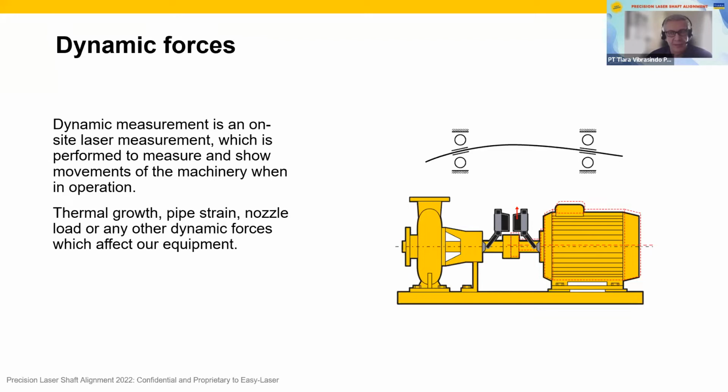So dynamic measurement is an on-site laser measurement which is performed to measure and show movements of the machine when it is in operation. Thermal growth, pipe strain, nozzle load, and other dynamic forces which affect our equipment. For example, how does the pipe strain affect your asset? The pipe strain is the misalignment between the suction flange of the asset and corresponding pipe flange connection.